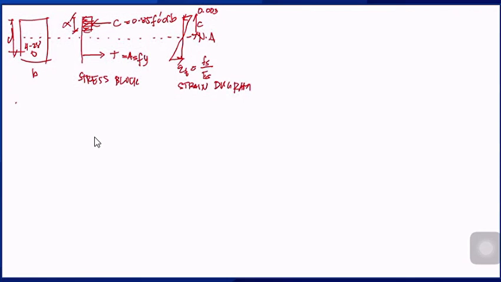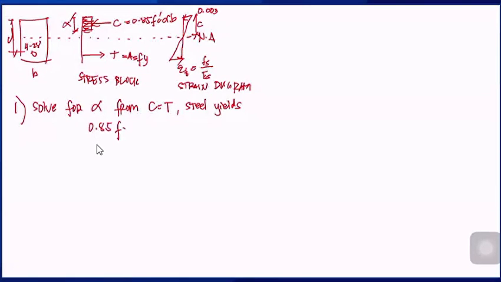So step 1, solve for alpha from C equals T, assuming it still yields. So 0.85 Fc prime alpha B is equals to AsFy because we assume that it still yields. So Fy ang gagamitin natin. So alpha equals AsFy over 0.85 Fc prime B.